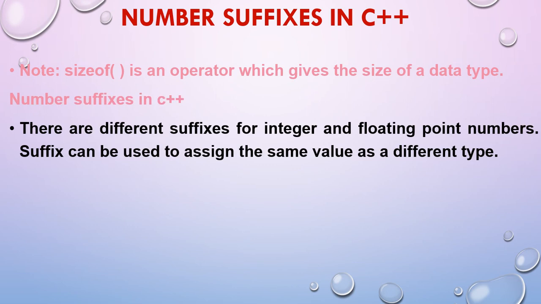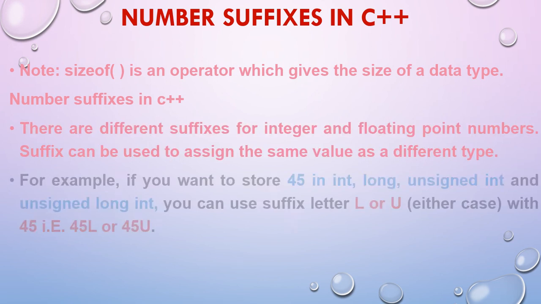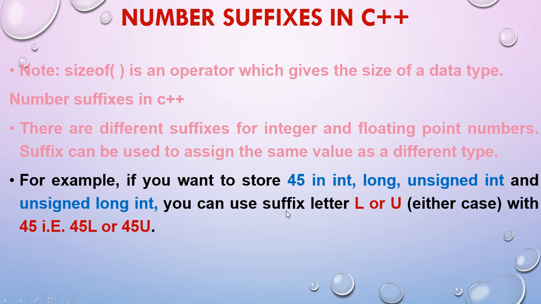Then suffixes. What is number suffixes? We know that we have an integer number, then a floating point number. We saw their modifiers, we studied long, we studied unsigned. So using a suffix also we can change the data type. If you want to store 45 as long int, unsigned int or unsigned long, we can use L or U. So L refers to long int and U refers to unsigned long int, or unsigned int.